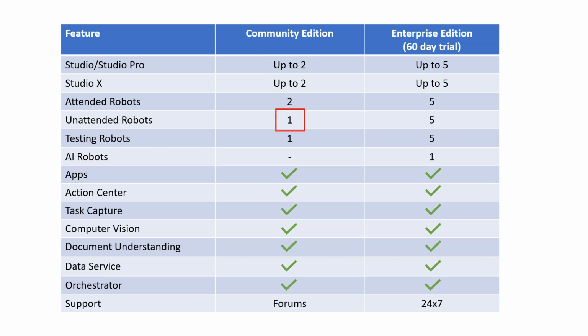And that would run on a server or a PC that is dedicated to running automations. Those can run 24/7, 365. And with one unattended robot license, you can really get a long way for no money at all.